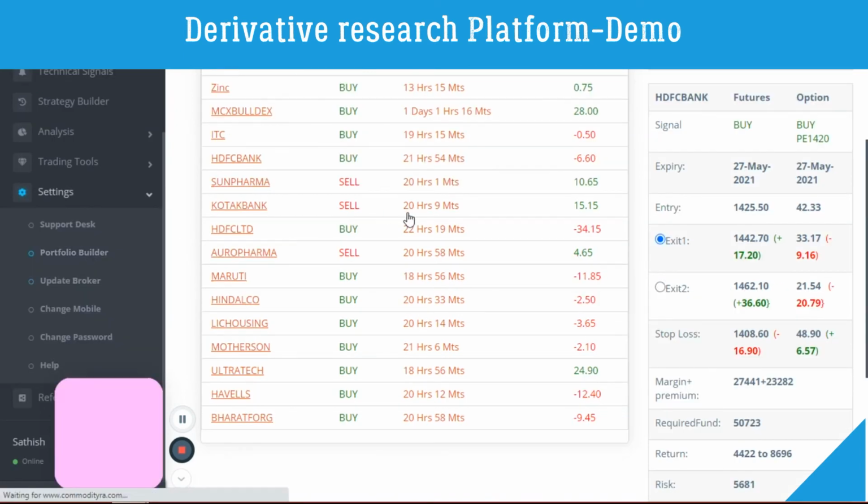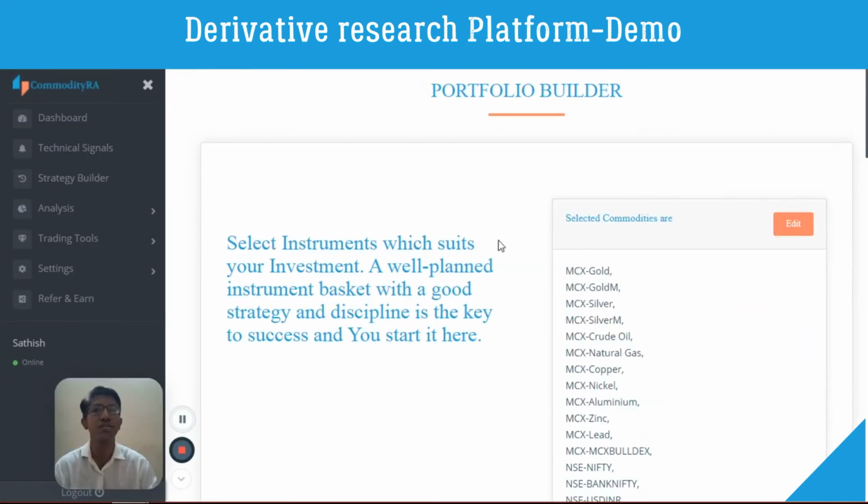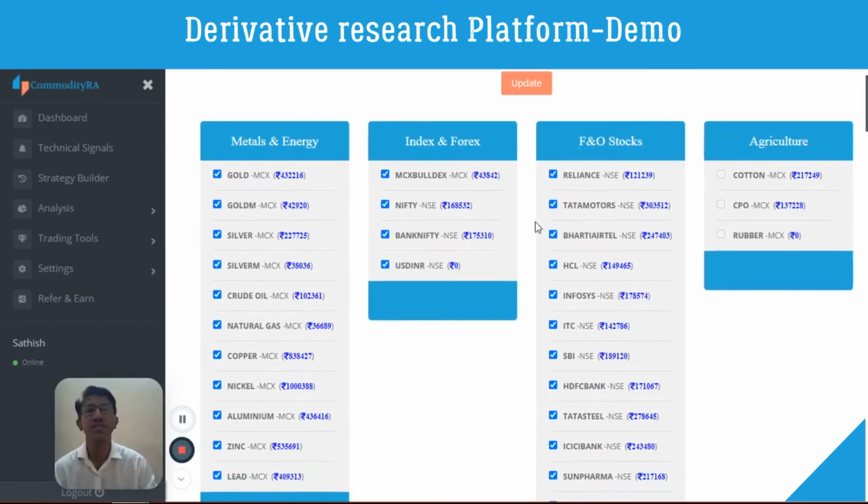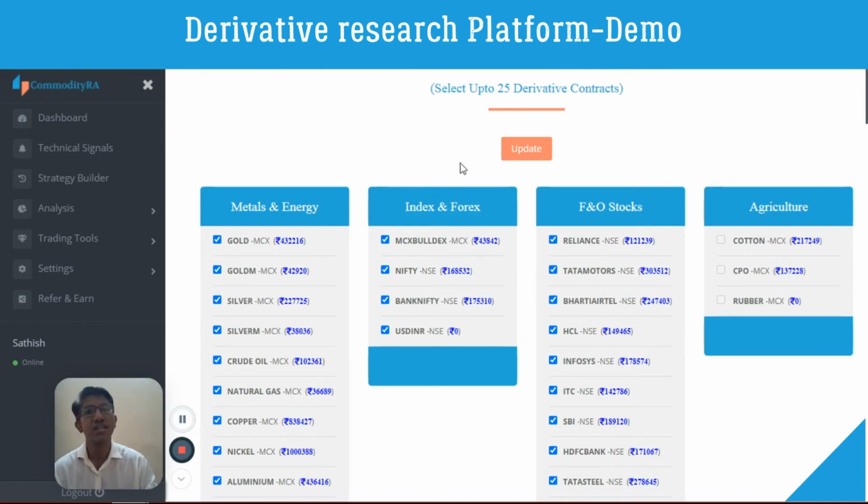So how do you build a portfolio? There is something called portfolio builder. You go with this and edit it here, and you select which commodities, stocks or indices you need. You select it and update it here. Once it is updated, it goes to the system and you get calls only for such contracts.